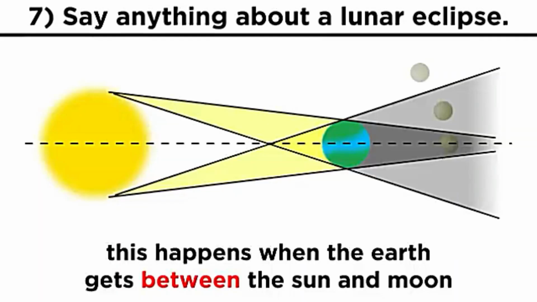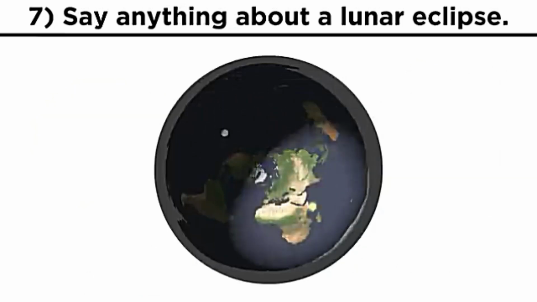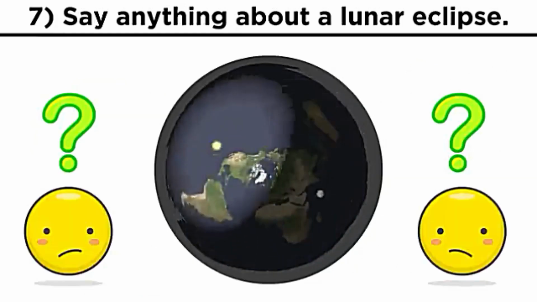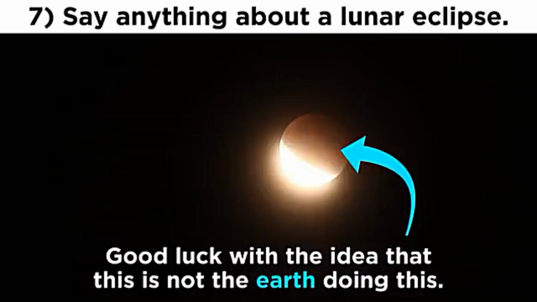A lunar eclipse happens when the Earth gets between the sun and the moon. That's right, in between. These two objects are not perpetually above a flat plane, and you know it, which is why you're totally silent on lunar eclipses. And if you're going to propose that some other object besides the Earth is what obscures the moon, good luck trying to demonstrate its existence.